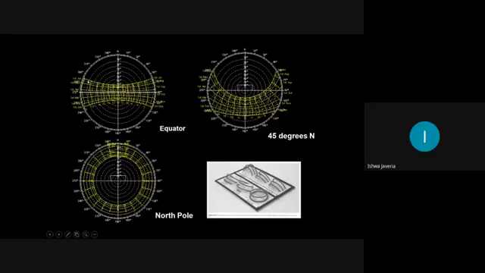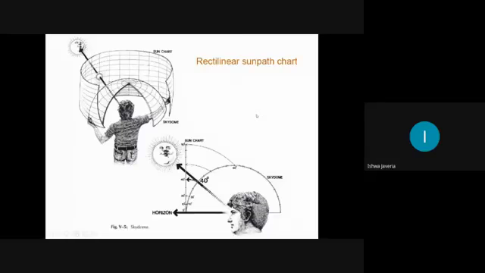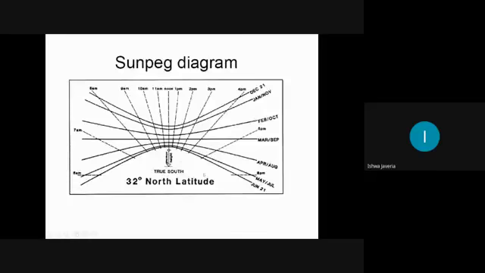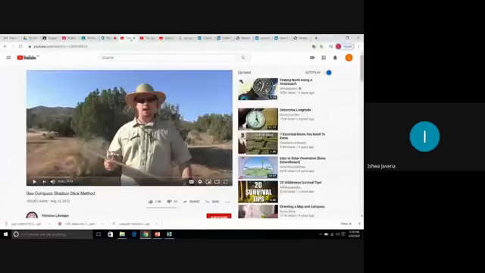Now let's talk about how we can actually identify these lines. Parabolic lines. This is a rectilinear sun path chart. And these are the sun peg diagrams. I told you earlier that we'll be performing the sun peg practical in our university. Let's talk about the sun peg diagram, how we can actually identify that one.